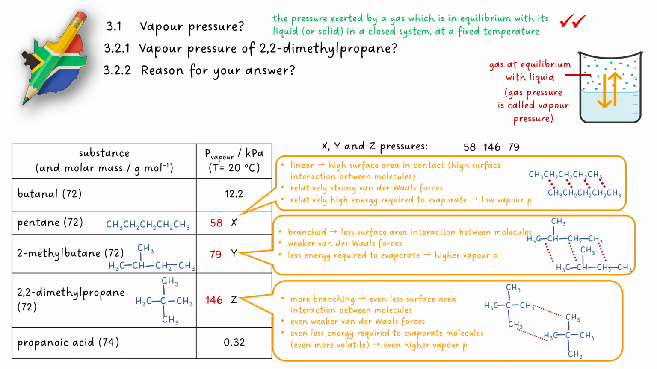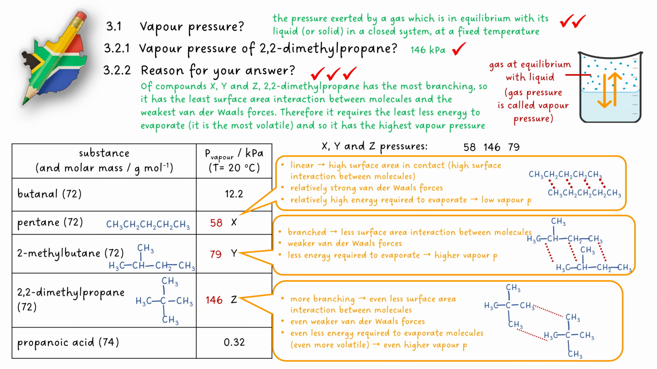From this, we can assign the vapor pressures given. 58 kilopascals, the lowest value, belongs to pentane, 79 to 2-methylbutane, and the highest vapor pressure value, 146 kilopascals, belongs to 2,2 dimethyl propane. Finally, we will need to explain this deduction using the reasoning we have discussed.